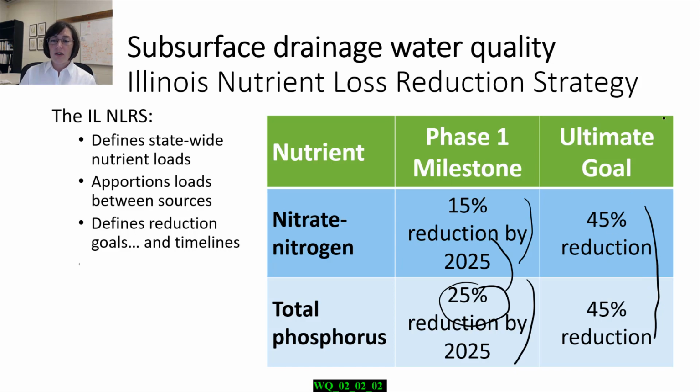You will note that our nutrient loss reduction strategy does not associate this ultimate goal with a time. So this is not a time-bound goal in our nutrient strategy for Illinois. The US EPA expects this 45% reduction to occur by 2035. That date is not in our Illinois nutrient loss reduction strategy, just really for political reasons. We were not willing to commit to a timeline on that ultimate goal. The US EPA goal is out there though for 2035.